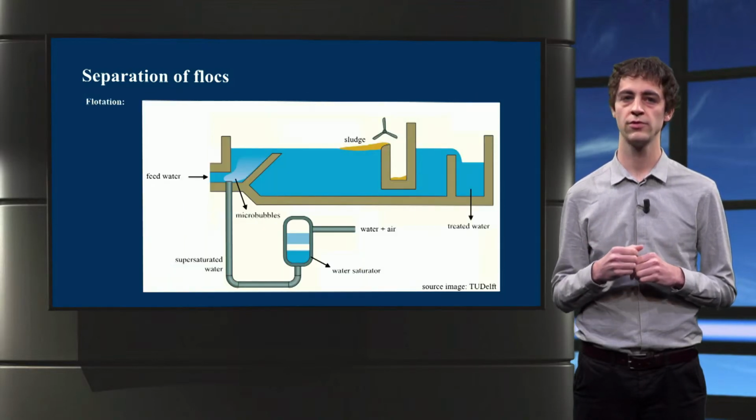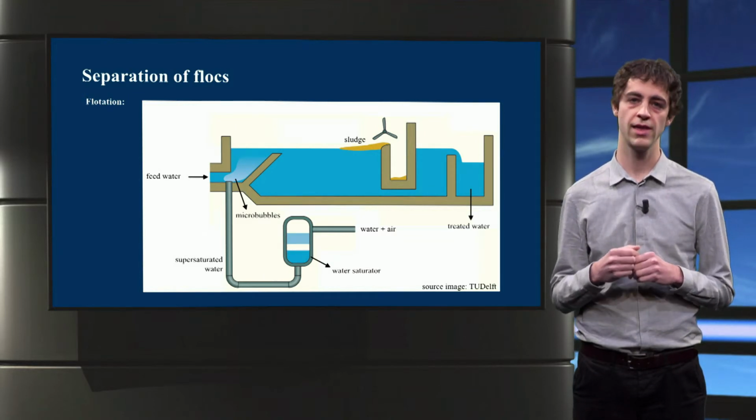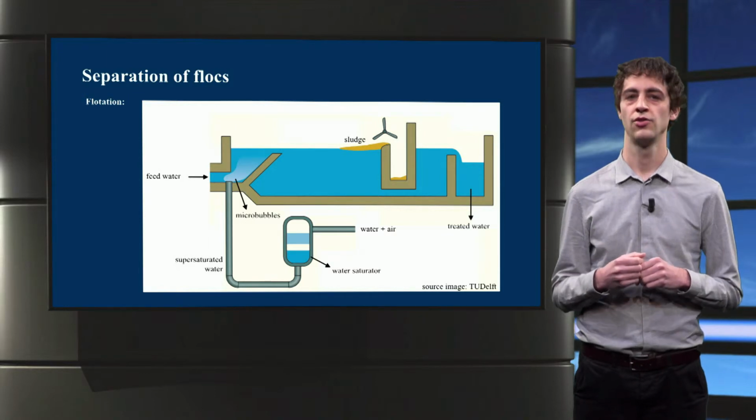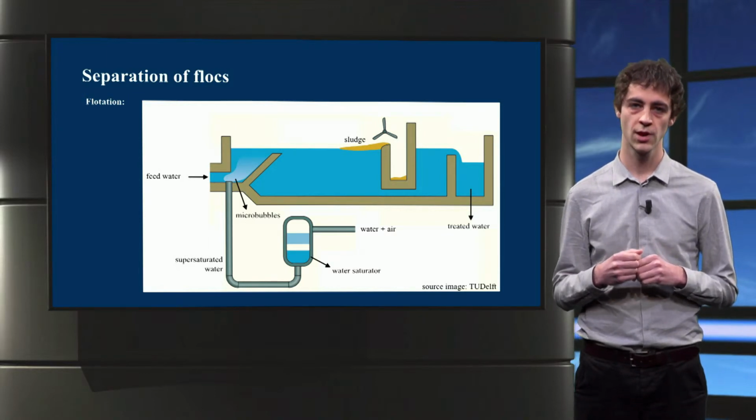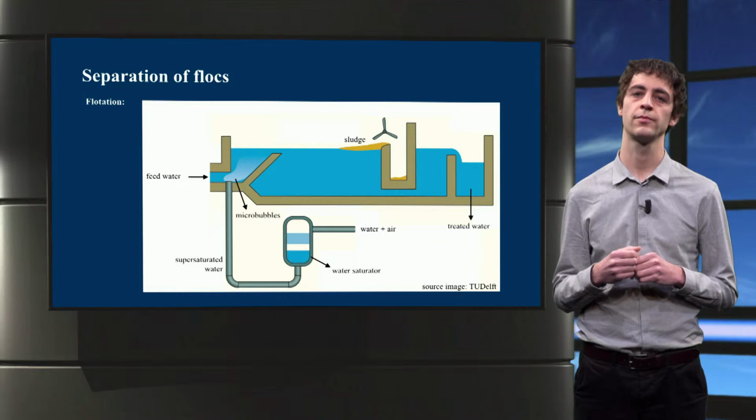Another method to remove the flocks is through flotation, where microscopic bubbles of air are introduced into the reactor, and they will attach to the flocks. The flocks will float towards the top, while the clean water exits at the bottom.